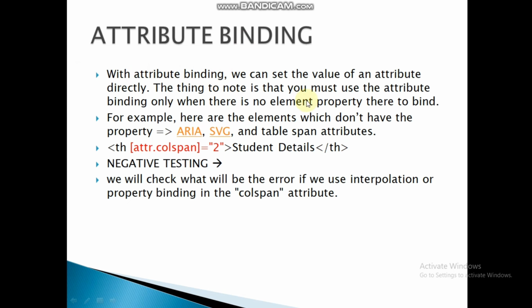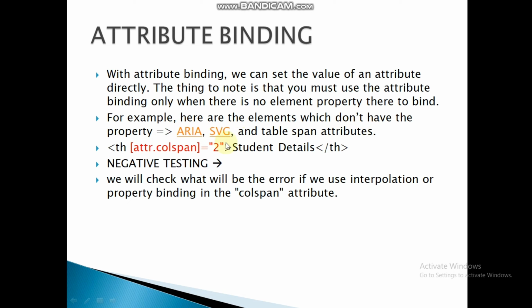The thing to note is that you must use attribute binding only when there is no element property to bind. For example, there are elements which don't have the property, like aria, svg and table colspan attributes. So we will see that in the demo. You will understand easily instead of theoretically. The practical will give more impact.